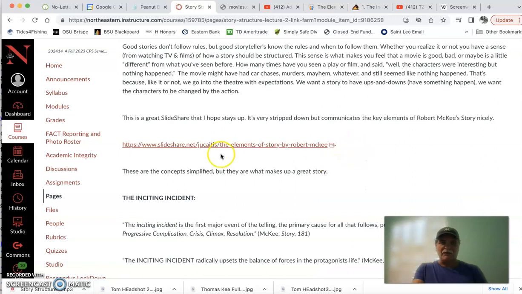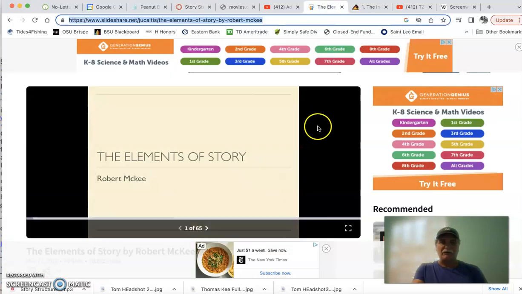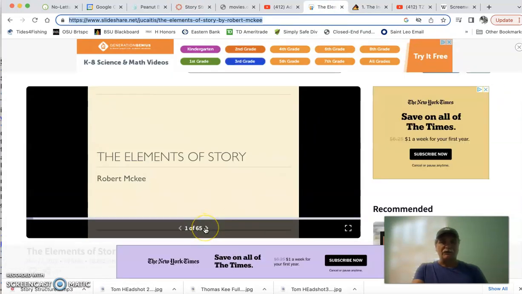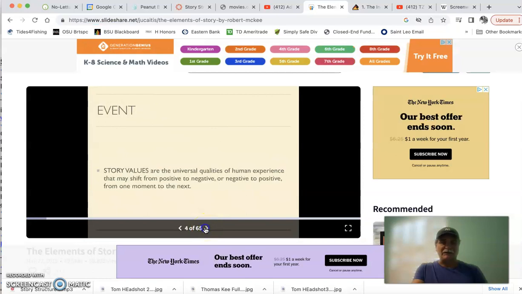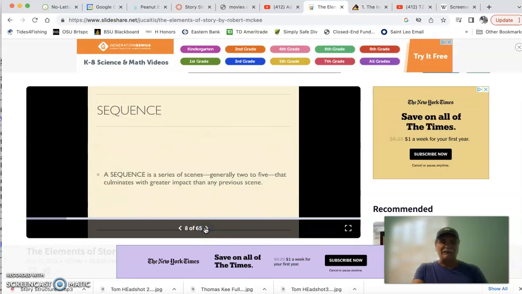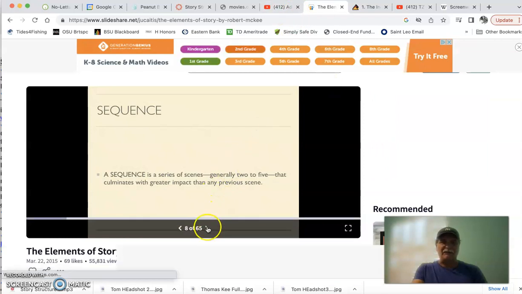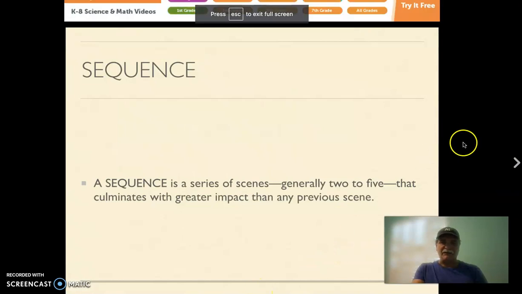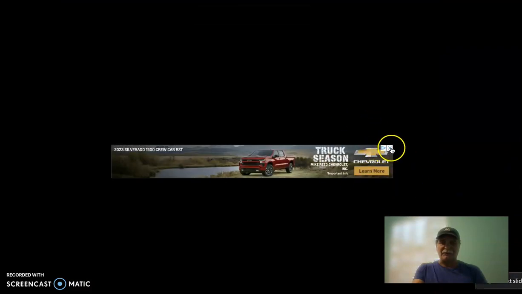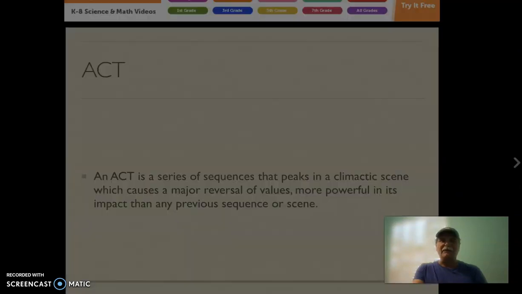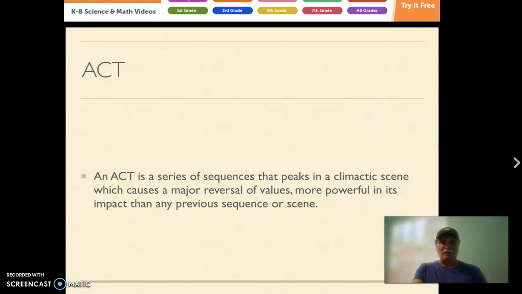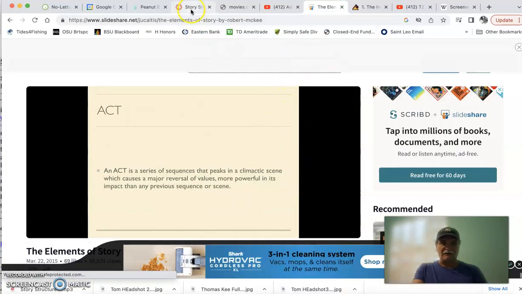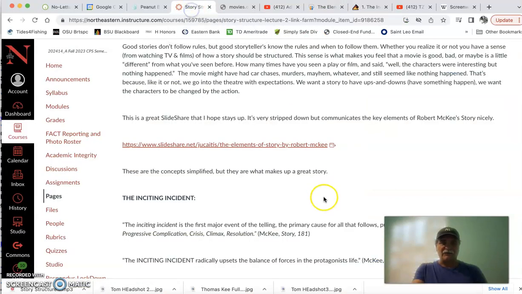So there is a SlideShare, what would you call it, a slide show here, which goes through the elements of story by Robert McKee in 65 slides. It is outstanding. I hope it sticks around. It's very stripped down and very basic, but it really absolutely encompasses every single thing. Unfortunately, I think there are a couple of truck ads in the middle of it. Anyway, worth watching and taking a look at to understand these terms and elements.